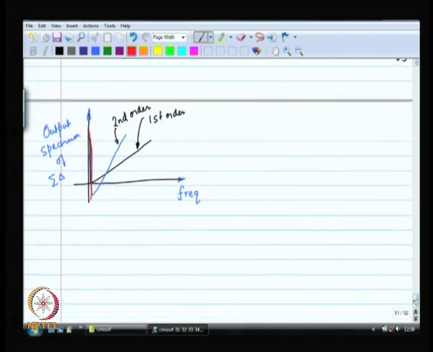Now, why did I draw this output spectrum? If this is the spectrum of the division by n plus 1 signal, what do you think is going to be the spectrum of the frequency output of the VCO? Tough question. This is the spectrum.